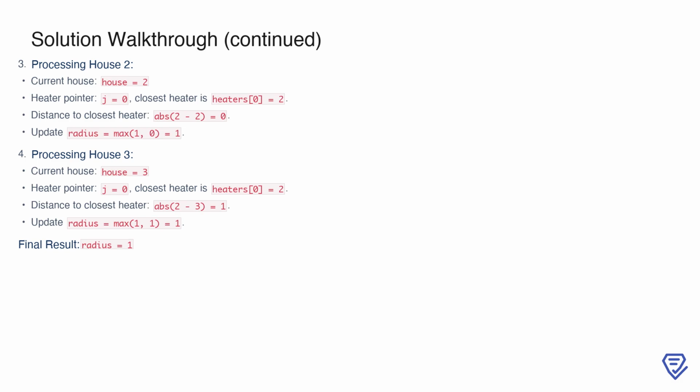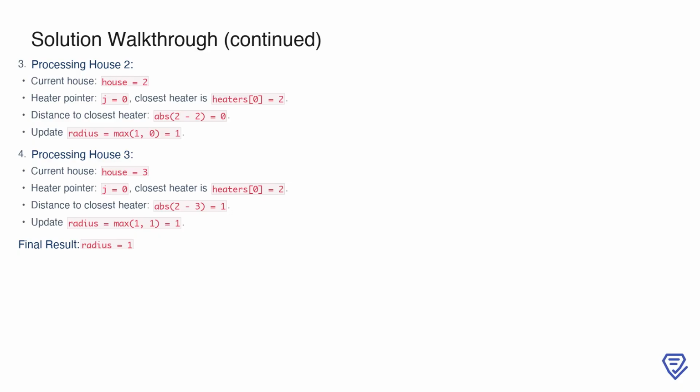For the second house, located at position 2, the heater pointer j still points to the same heater, heaters[0] equals 2, as it's the closest. The distance between the house and the heater is abs(2 - 2) equals 0. We update the radius to be the maximum of its current value, 1, and this distance, which means radius remains 1.